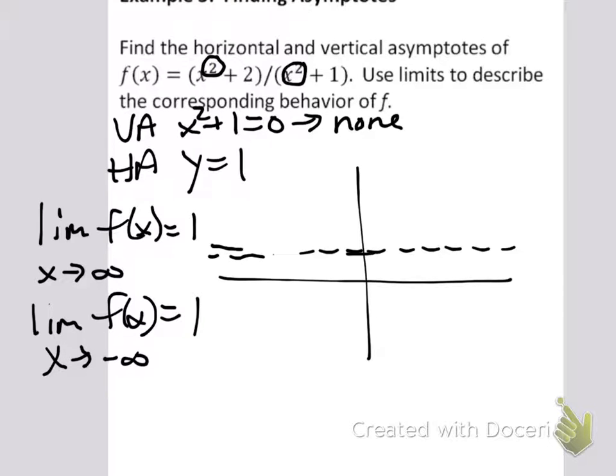Now, unrelated, this is what that graph looks like. There's no vertical asymptote, so these are the only two limits you're going to find. You're not going to have a limit approaching a number from the left and the right because there is no vertical asymptote to approach. So in this case, you only do the infinities.